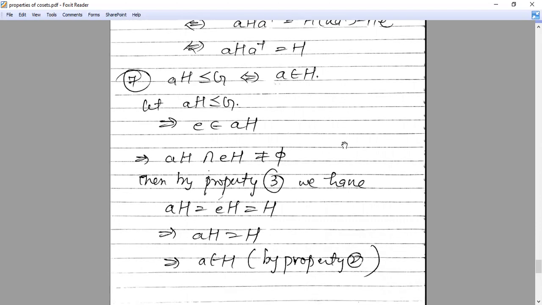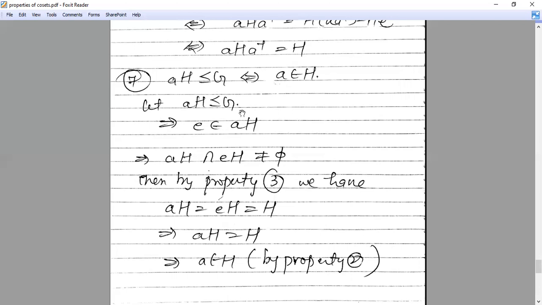Now number 7. This is the last property. This says that the left coset AH is a subgroup of G if and only if A belongs to H. So if your representative element belongs to the subgroup, then your left coset AH becomes a subgroup of the group, and the converse also holds. So AH is a subgroup of G if and only if A belongs to H.